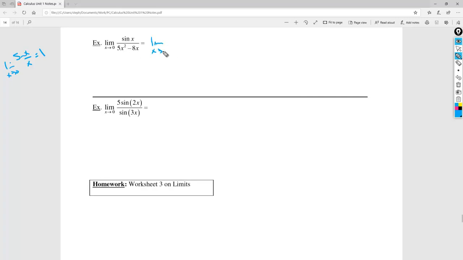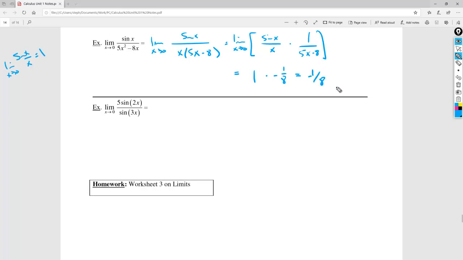I see that I have 2 x's in common. So I have the limit as x approaches 0 of sine of x on top, x times 5x minus 8 on bottom. Now I see I have a sine of x and an x. So I can use my limit properties and consider this as 2 different functions. I know that this is going to be 1. If I plug in 0 here for x, I will get -1/8. So my final answer is just -1/8.